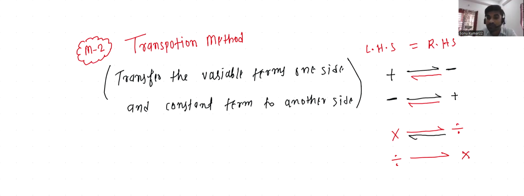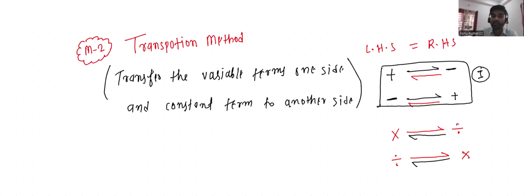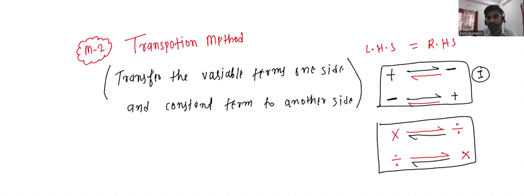Same thing here: plus becomes minus, minus becomes plus. This is the first priority; you have to do it first. Now in the second priority, if multiplication is there, after the transfer it becomes division. If division is there, after the transfer it becomes multiplication. This is the second. We can understand this transposition method with the help of an example.